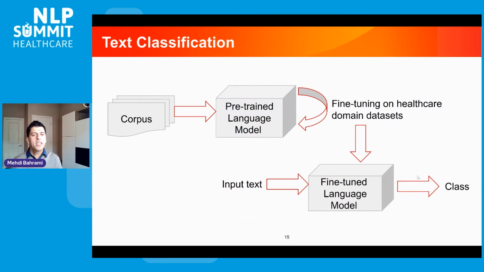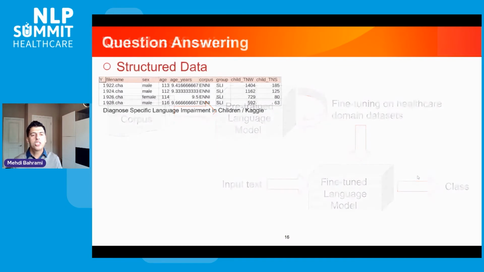So in terms of text classification, we could pre-train on a corpus and then fine-tune on the healthcare domain data set. As well, we have some input text, then we can fine-tune a language model and generate the different classes. Another scenario is question answering.